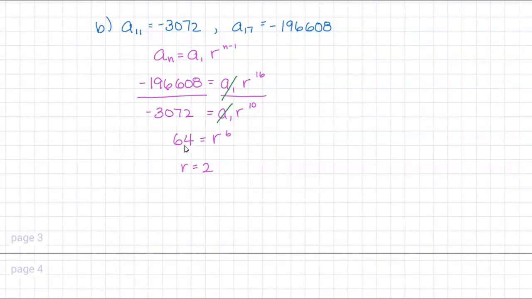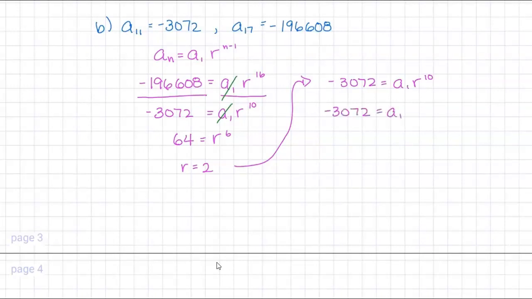And then to find the first term, you can take either one of these equations and substitute it back in. So I'm going to go ahead and take the bottom one just because the numbers are smaller. But I'm using a calculator, so it doesn't really matter. I'm going to take negative 3072 equals a sub 1 times r to the 10th. And now we figured out that r is 2. And you can figure this out on the calculator.